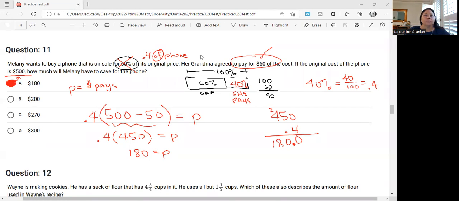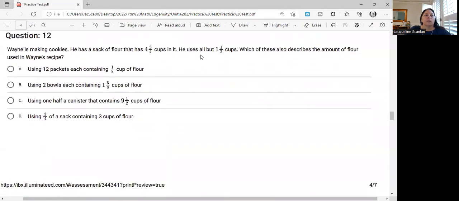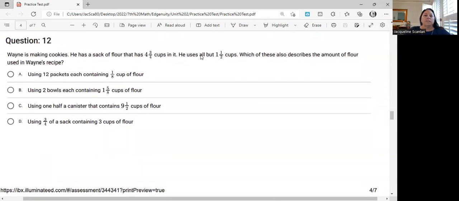Question number 12. Wayne is making cookies. He has a sack of flour that has 4 3/4 cups in it. He uses all but 1.5 cups. Which of these also describes the amount of flour used in Wayne's recipe?